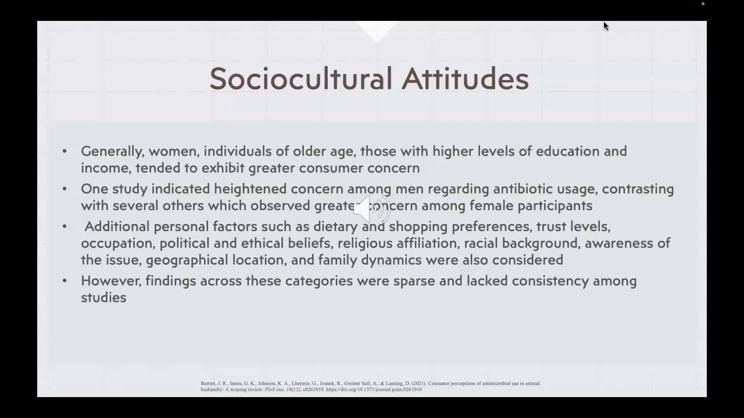Additionally, personal factors such as dietary and shopping preferences, trust levels, occupation, political and ethical beliefs, religious affiliation, racial background, awareness of the issue, geographical location, and family dynamics were also considered in this study. However, findings across these categories were sparse, and they lacked consistency among studies. So many of these studies have differing results, but this is just one study's result.